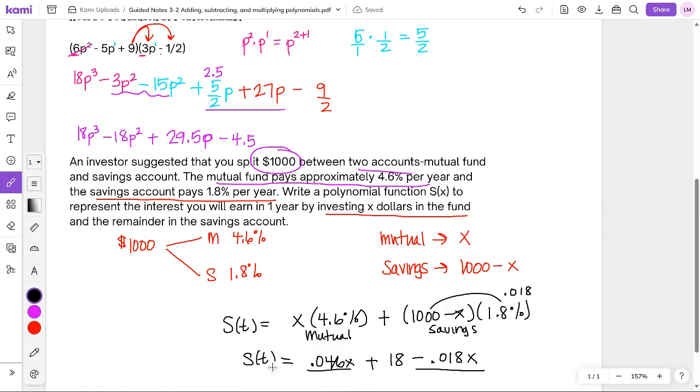So I will leave that for you to do, and that is my function. They tell me how much I invest in the mutual fund, then I also know how much I will invest in savings. All right, that's it.